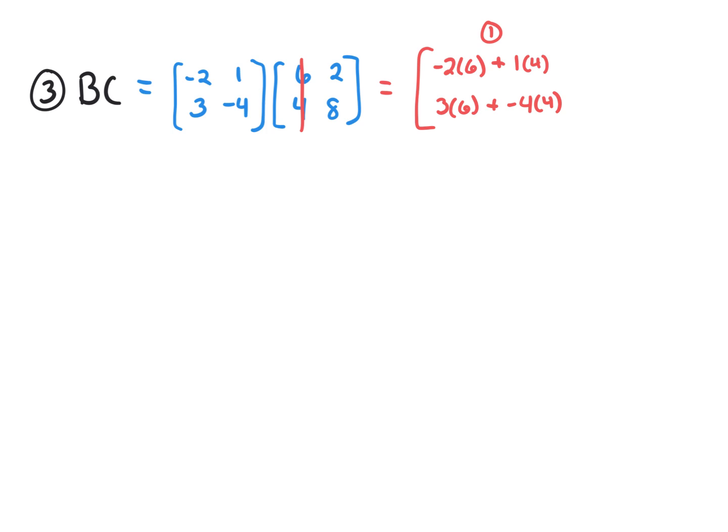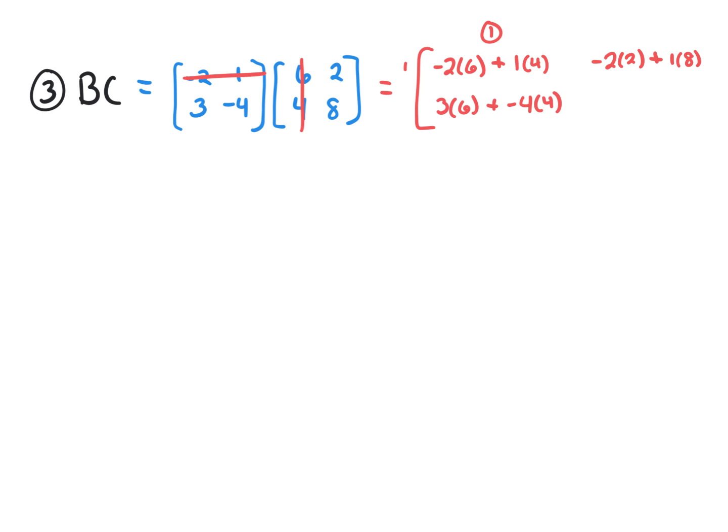So what goes with negative 2? 2. Negative 2 times 2 plus 1 times 8. Good. Row 1, column 2. Exactly. Row 1's done because our row 1 is full in our new matrix.